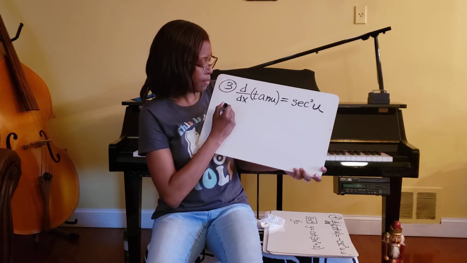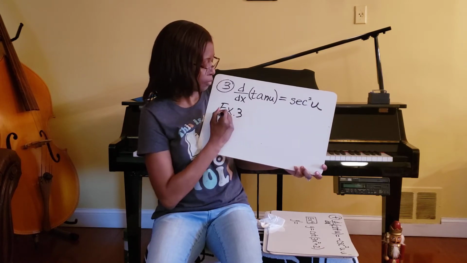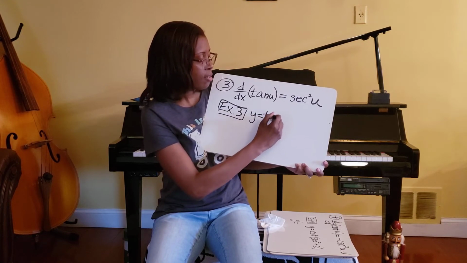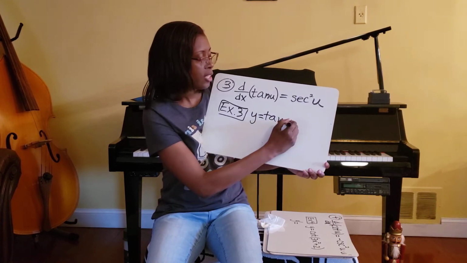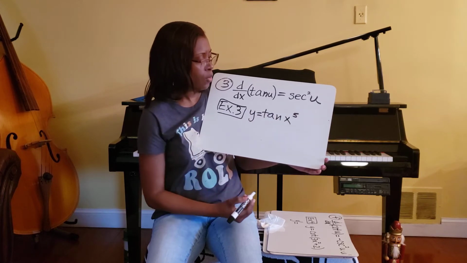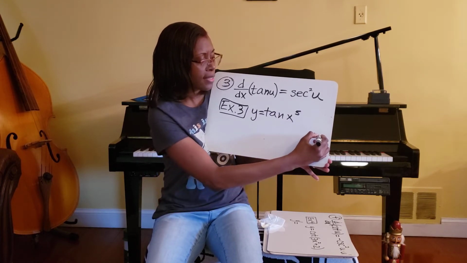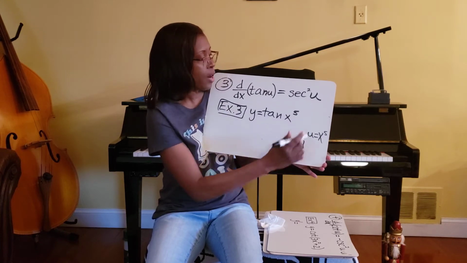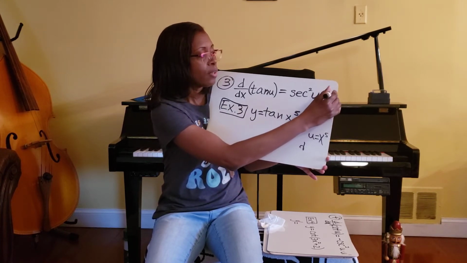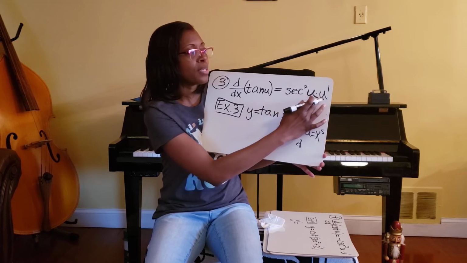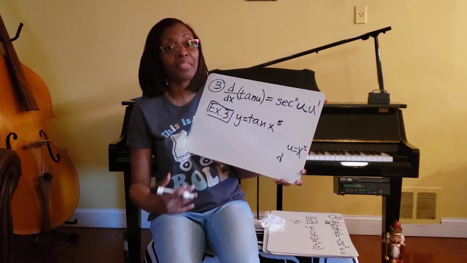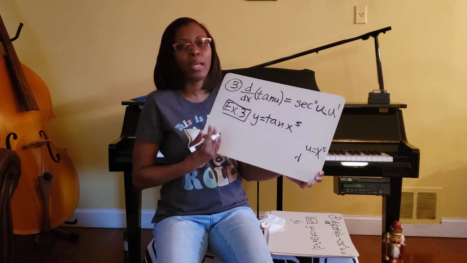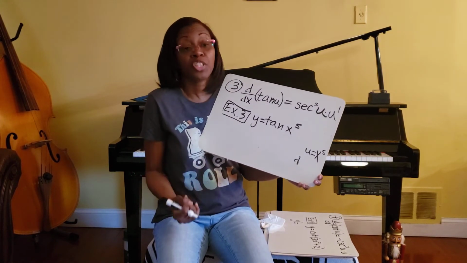All right, so let's do an example. We'll call this example 3. If we have y equals tangent x to the 5th, what is my u? My u is x to the 5th. What is my u prime? Secant squared u times u prime. What we're actually doing is including the chain rule with our trigonometric functions. We teach it this way so I don't have to teach it to you again. We just learned the chain rule.